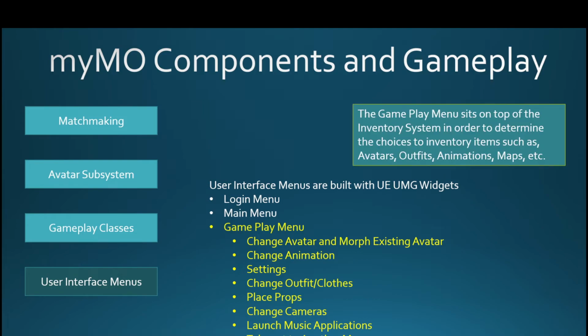The gameplay menu sits on top of an inventory system. That's important. So basically all the elements that you see in the menu, they're not part of the menuing system. They're from a database and a set of arrays that have all those elements in them. So if I add a new outfit, I don't change the menu system. I just add something to a database, or in this case, an array inside of the game.